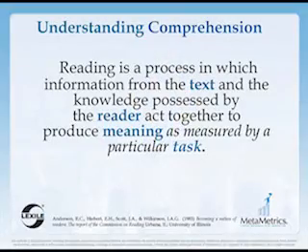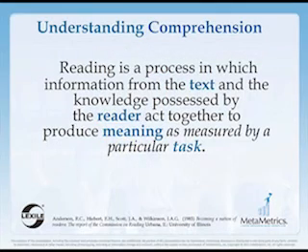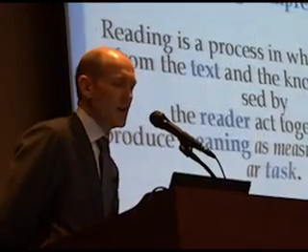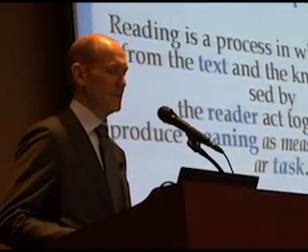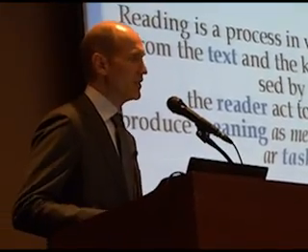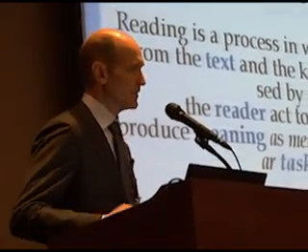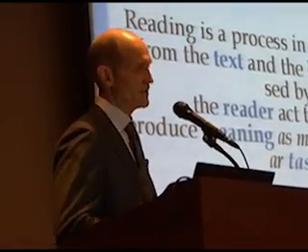So this is a definition of comprehension, when I was talking about 75% comprehension, and this is a definition that is produced down here by Elfrieda Hiebert and some other researchers in 1985: that reading is a process in which information from the text and the knowledge that's possessed by the reader combine to produce meaning in the text. And this is measured by a particular task, or in this case, a text. But we're concerned with that interaction that happens between a reader and a text. That's the fundamental thing. Comprehension requires information both from the reader and from the text.